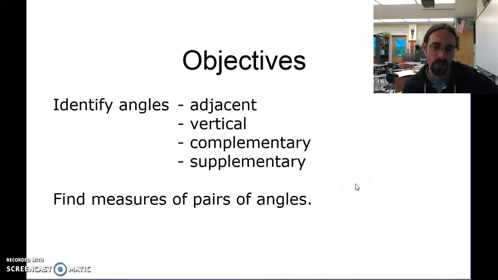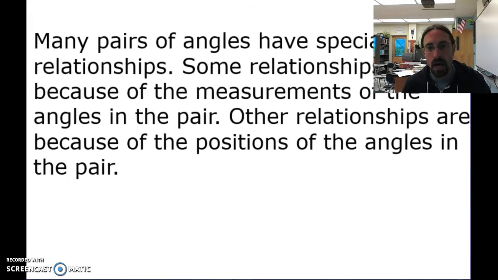Hey there, in this video I want to talk about angle pairs, different kinds of angles, specifically identifying angles, and then how to measure or find the measures of certain pairs of angles. Many pairs of angles have special relationships, and that's a fundamental piece of geometry. Some are because of their measurements, some have to do with their position.